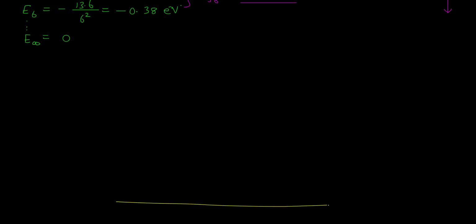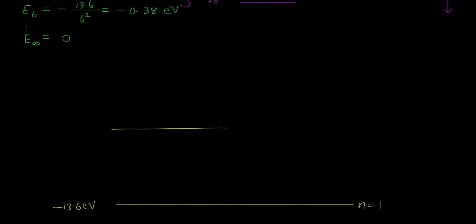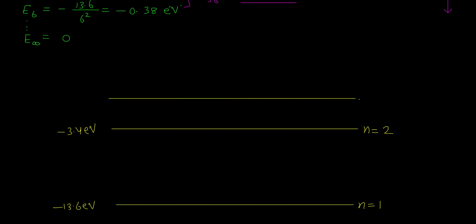And suppose this is our first orbit, this is n equal to 1, its energy value is minus 13.6 electron volt. The second energy level will be quite far from it, this is n equal to 2, energy value is minus 3.4 electron volt. The energy difference between these two orbits was 10.2 electron volt, but the third orbit will be much closer to n equal to 2, this is n equal to 3.